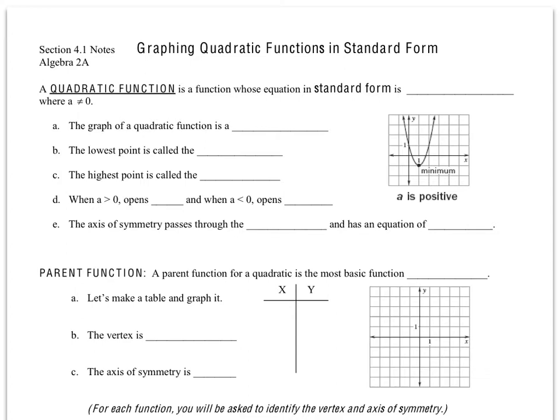A quadratic function is a function whose equation in standard form is y equals ax squared plus bx plus c, where a is not equal to 0, because if a was 0, that x squared would go away. The graph of a quadratic function is a parabola.